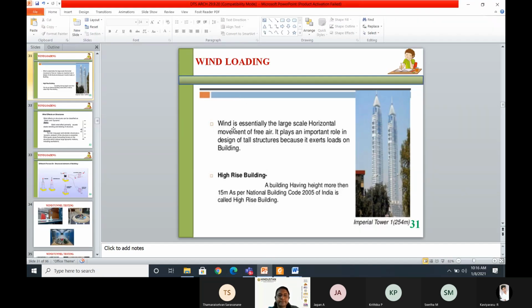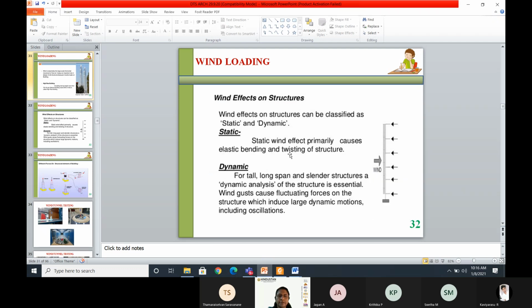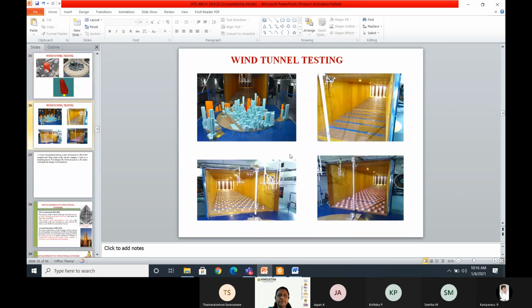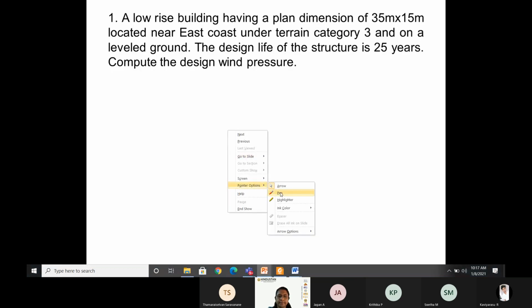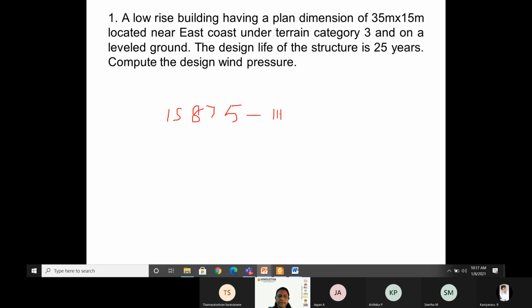So about the wind loading, the codal provision that we have to consider for the wind loading is IS 875 part 3. You have to refer to the IS code. Please note down in your notebook, IS 875 part 3, 2015 edition. The previous edition was 1987. So from 1987, the latest code is 2015. IS 875 part 3 is for the wind code, wind loading.